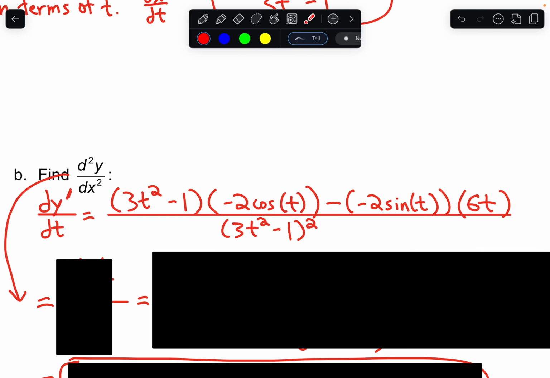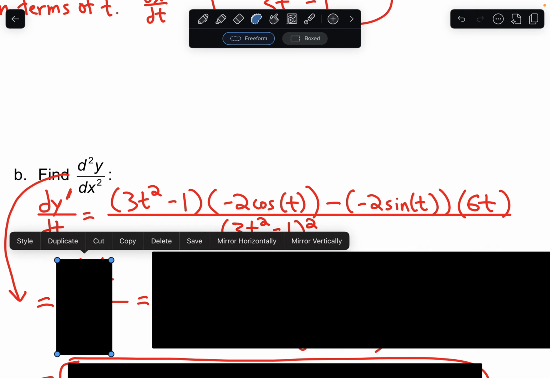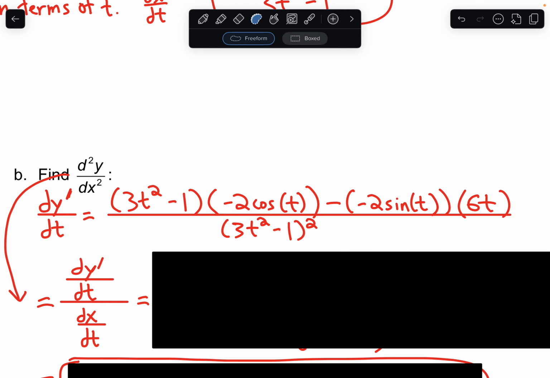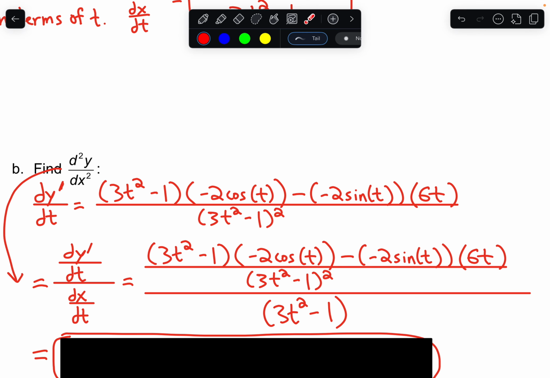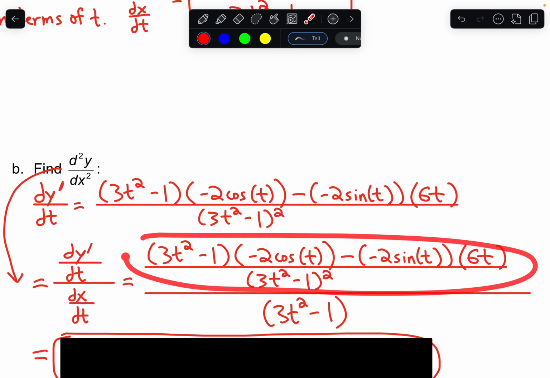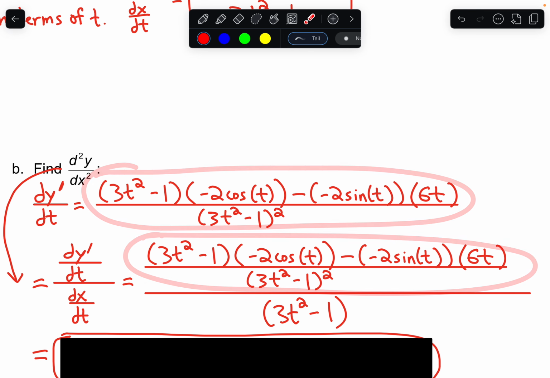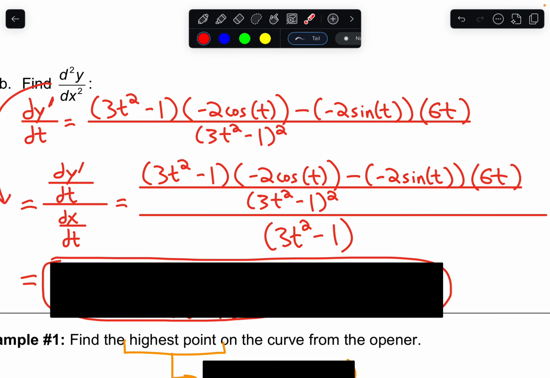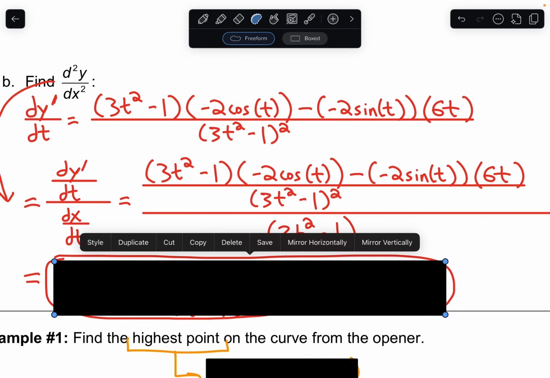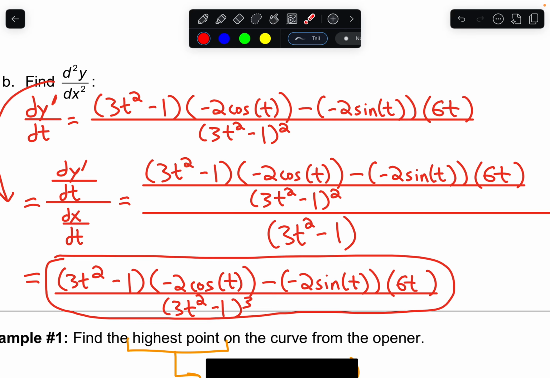And now, back to the second derivative calculation. In order to calculate that, we're going to take dy prime dt and divide it by dx dt again. And so we already found dx dt in the previous part. So that's just 3t squared minus 1 one more time. And this is just copying and pasting my quotient rule. And so this looks really complicated, but dividing by another 3t squared minus 1 is just going to increase the exponent right there. And so my final answer becomes 3t squared minus 1 cubed.